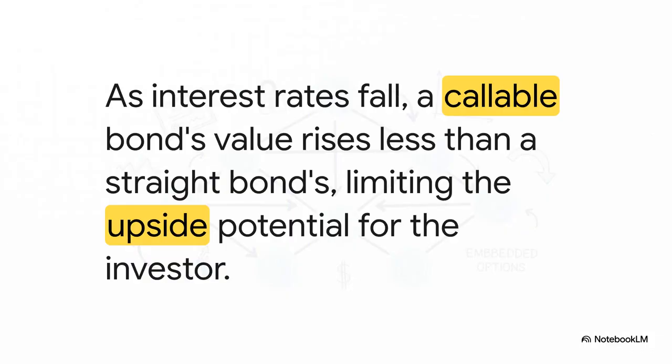Now, this brings us to a really key concept. You might have heard of it. It's called negative convexity. When rates fall, a regular bond's price goes up, right? But for a callable bond, falling rates also mean there's a higher chance the issuer's going to call it back. This puts a lid on how high the price can go. It's like there's a ceiling on your potential profit, and that's a huge deal for investors.